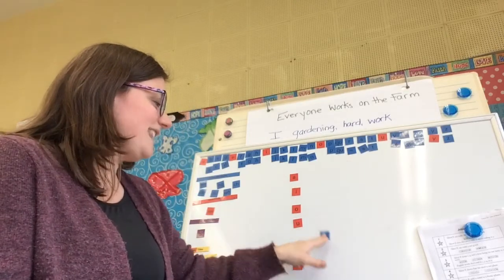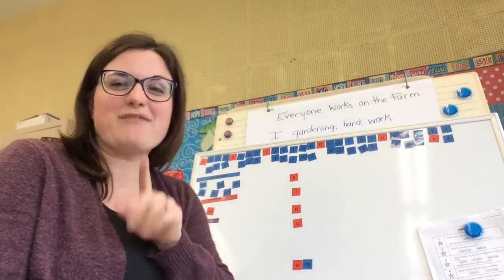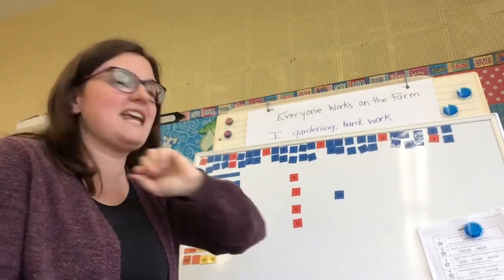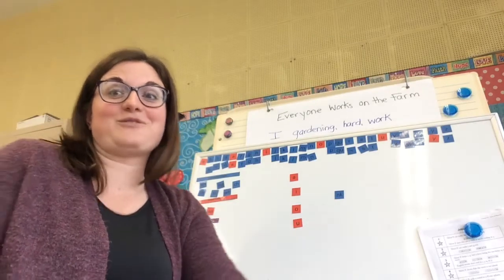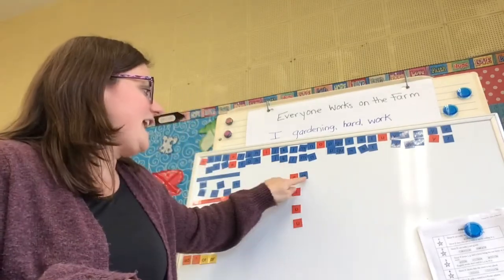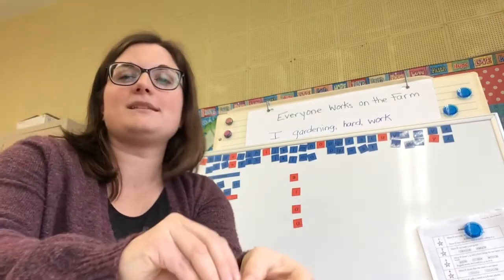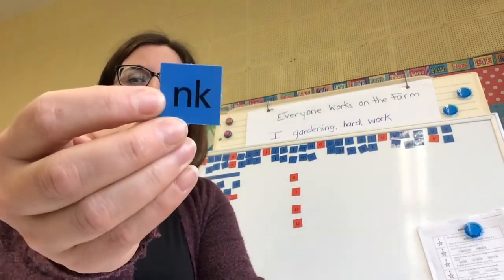Now, there's one thing, the NK is never going to come after an E. So I'm going to put my E back up so we don't get any confused. It is not going to come after that, okay? So we've got ank, ink, onk, unk. But we're all going to spell that unk sound with an NK.